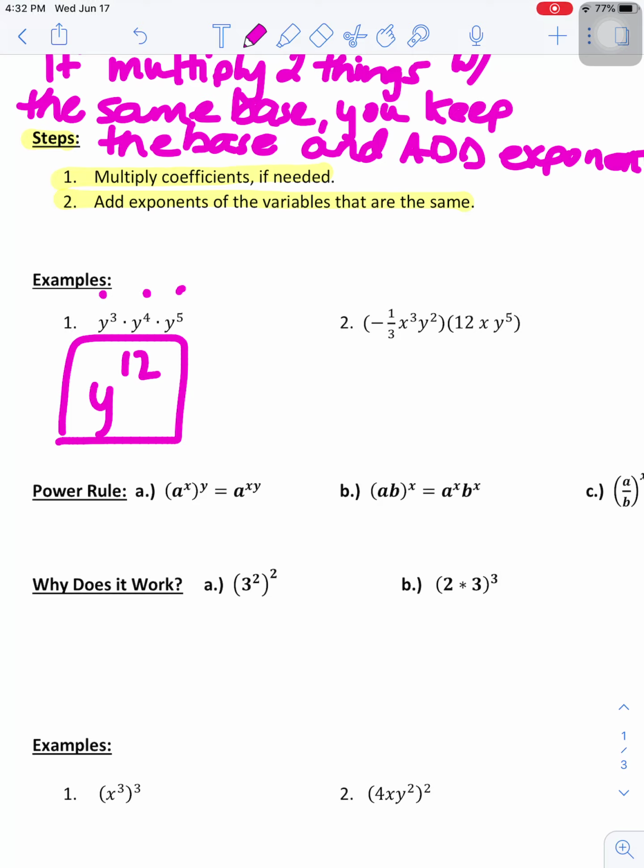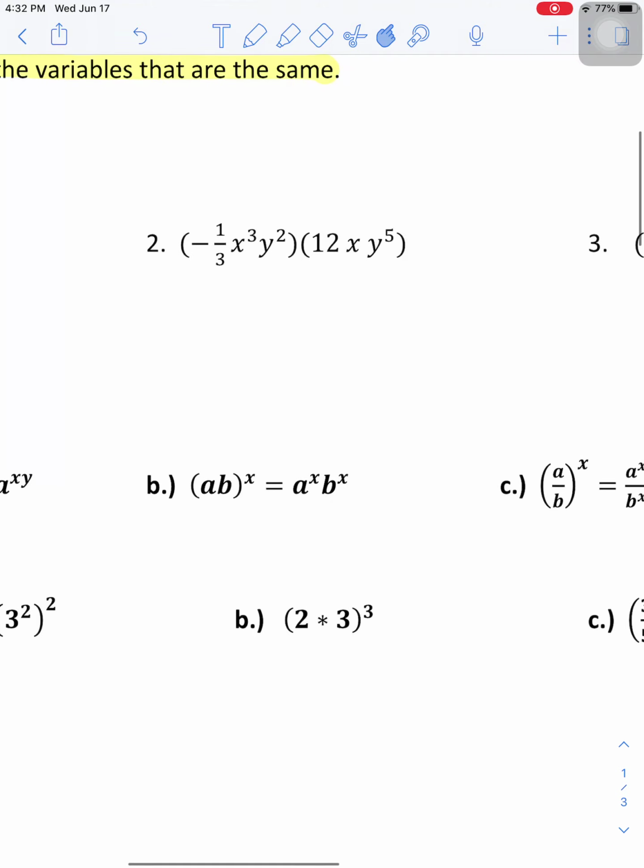All right, if you take a look at number 2, copy down the example problem, please. We have the quantity of negative 1/3 x to the 3rd y squared times the quantity of 12 x y to the 5th. So if you notice, we have coefficients. We're going to go ahead and multiply those. So negative 1/3 times 12 would give you negative 4.